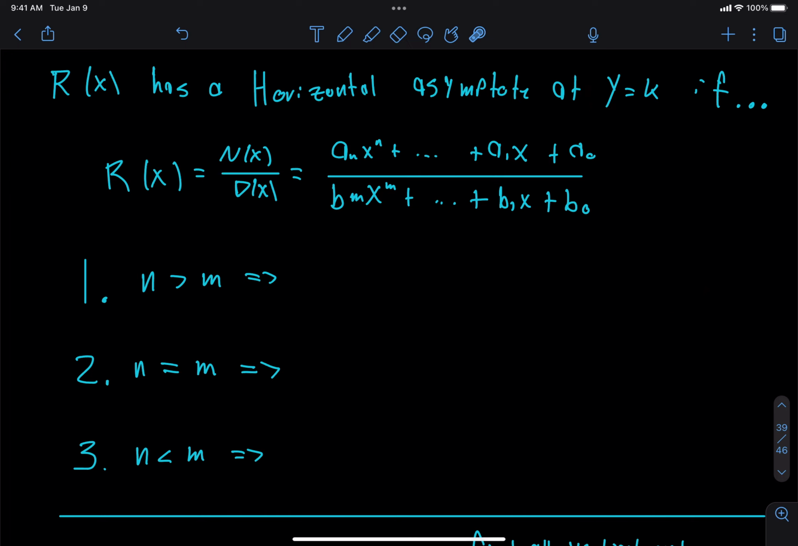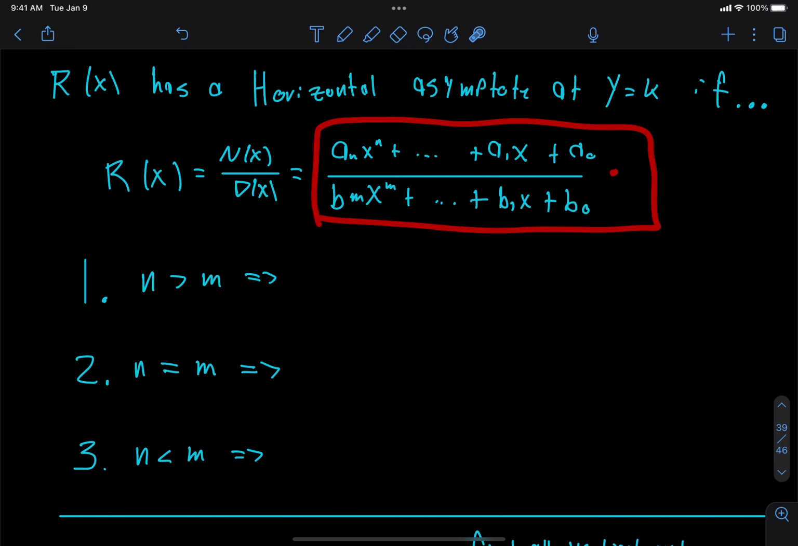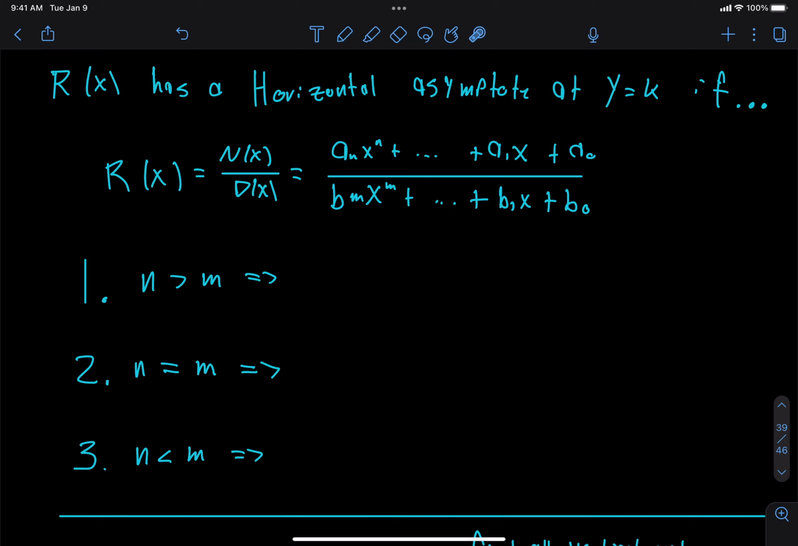Okay, so if we have a function, which is a rational function, then I'm going to write it like this. Why do I write it like this? To show you that the top is one polynomial, which has degree, say, n, and the bottom is another polynomial with different coefficients and possibly different degree, m. So the degree of the numerator is n, and the degree of the denominator is m.